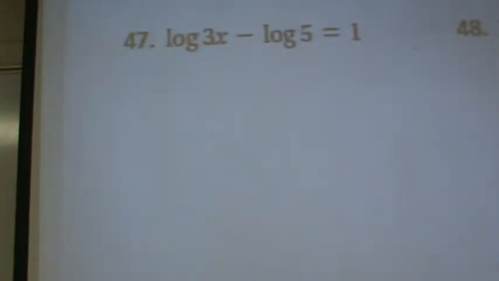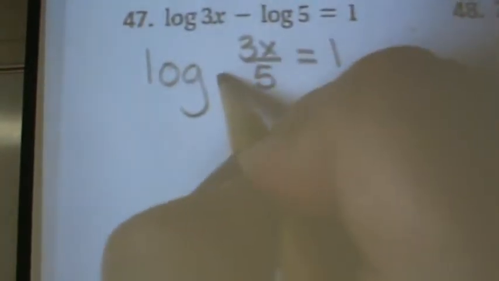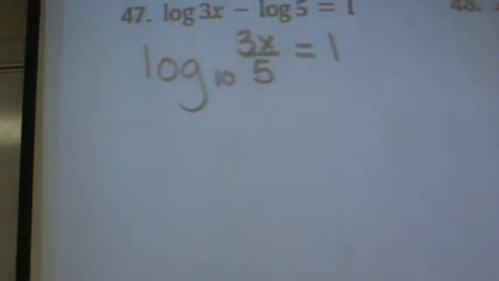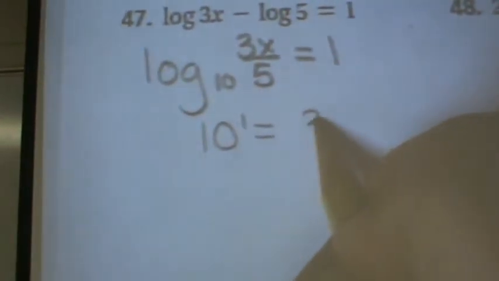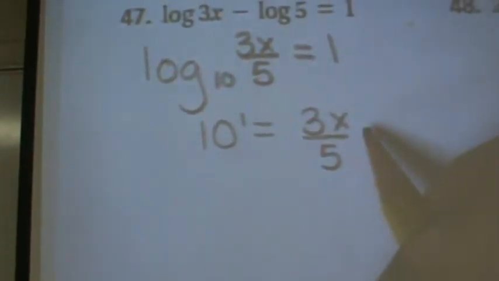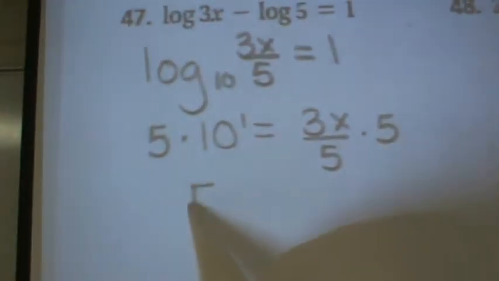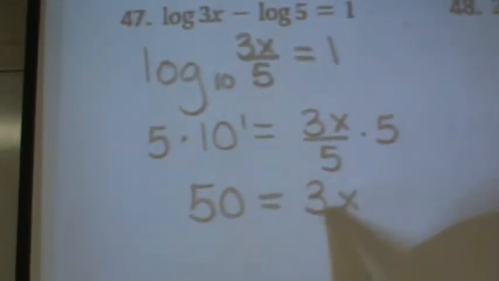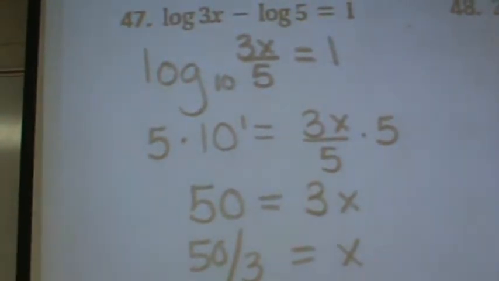So 47, how do you condense 47? Shrink it for me, left side. Log of 3x over 5, base 10 equals 1. And then 10 to the first power is just 10, so that equals 3x over 5. Now what are we going to multiply both sides by? 5. What's 10 times 5? 50. Does 3 go into 50? No. Just leave it as 50 over 3.